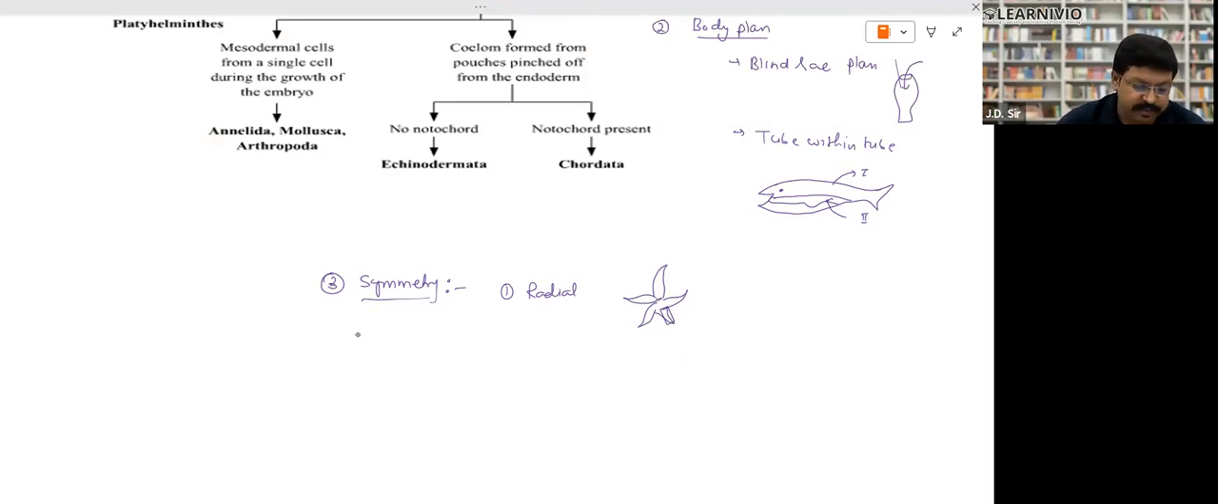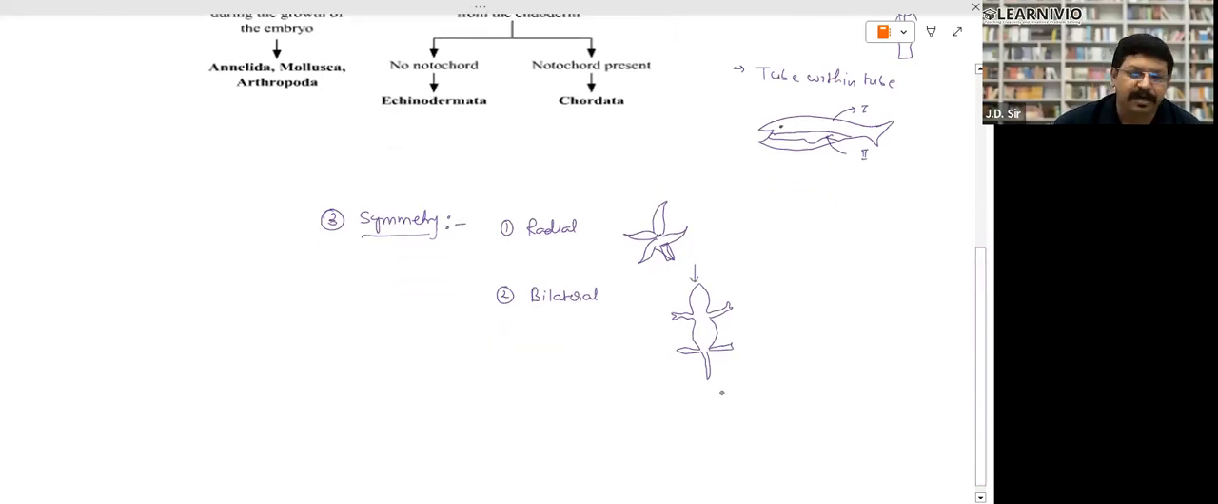Then the second symmetry is bilateral symmetry. In bilateral symmetry, for the sake of example, consider a frog or a lizard, whatever you want. Suppose this is a lizard. You can divide the lizard into two equal parts with the help of only a single line. If you cut the lizard from here, you can divide it into two parts. So you will say that these lizards have bilateral symmetry.